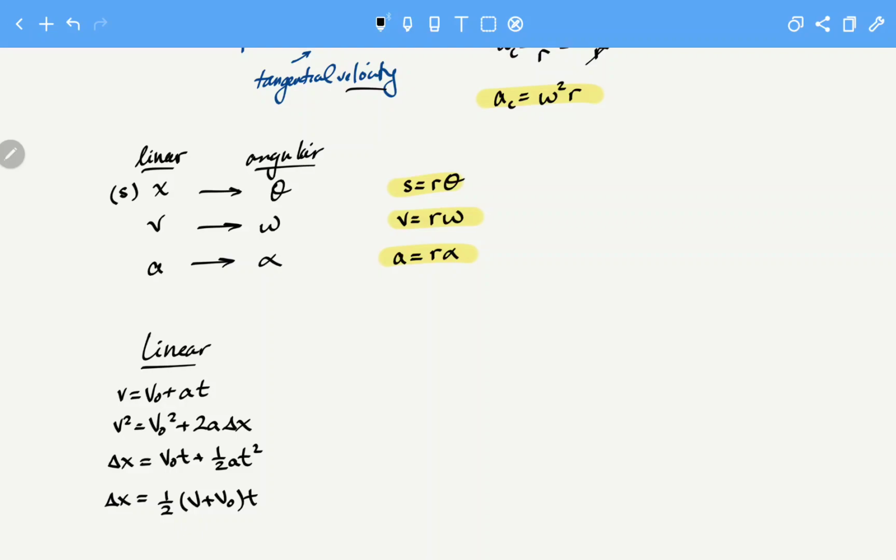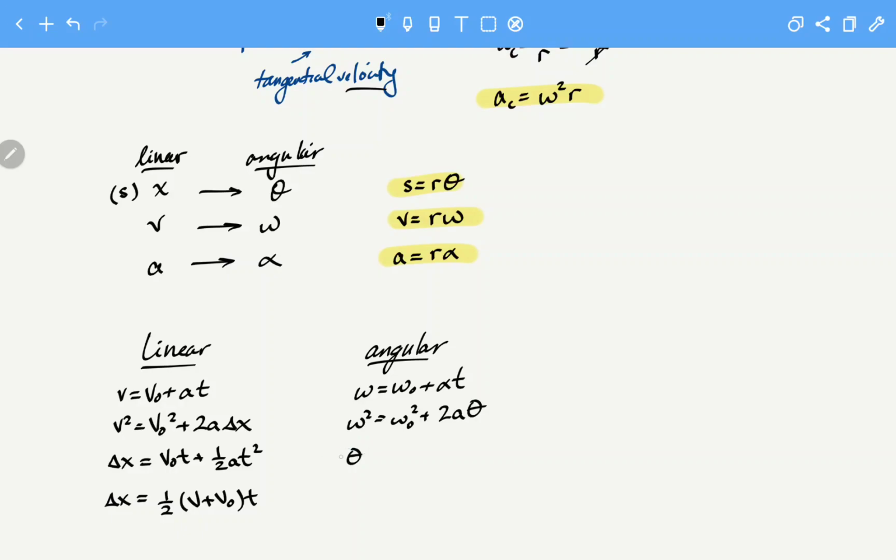Well, now we have angular analogs of these. All right, so here's our angular analogs. V is replaced with omega. So instead of having V's, we have omegas. So omega is now equal to omega sub naught plus, instead of having linear acceleration, we have angular acceleration. So that's one equation. So now we've got omega squared equals omega sub naught squared plus 2A times your angle here.